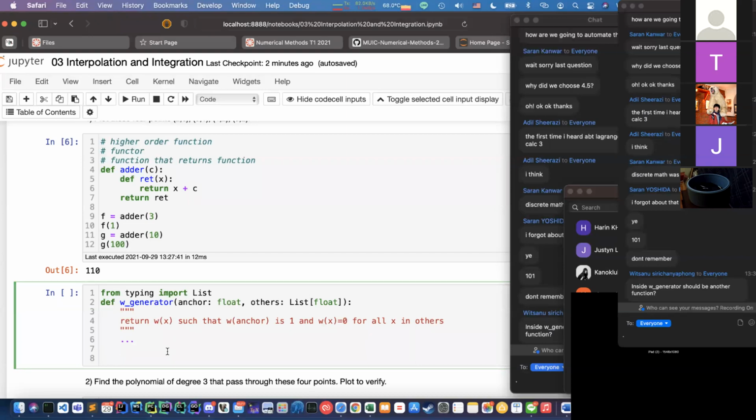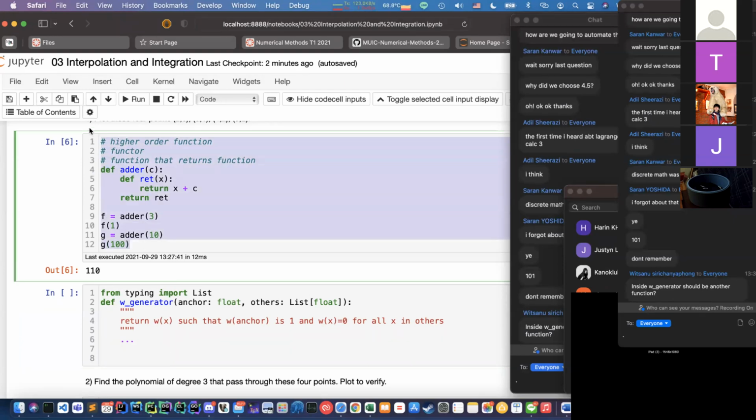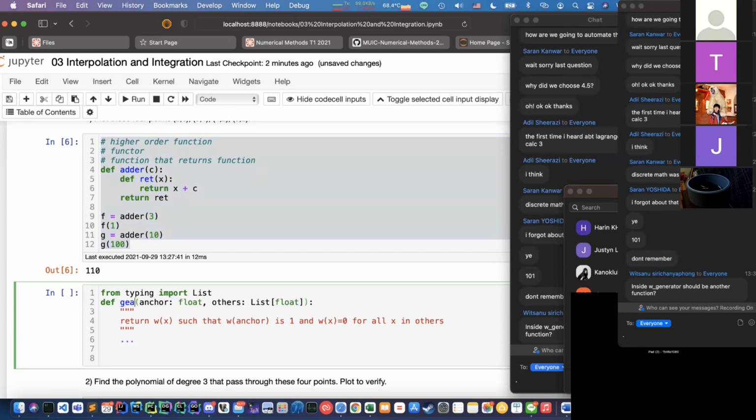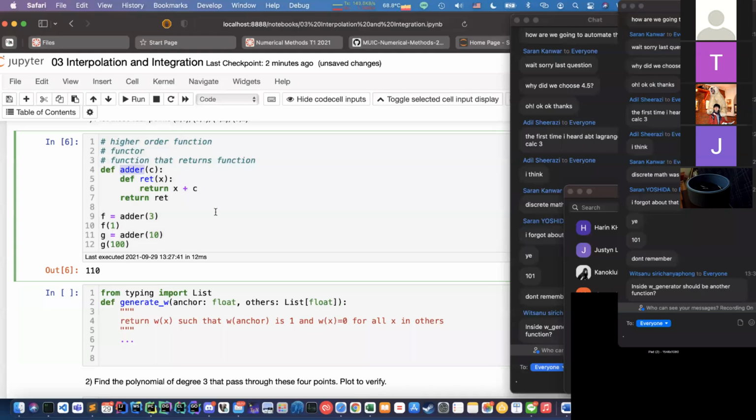Yes, it should be another function which returns something very similar to the thing on the top. Actually, when you write a function, it should be a verb. Let me change it to generate W. Something like make header. Okay, that's a better word. Function names should in general be a verb.